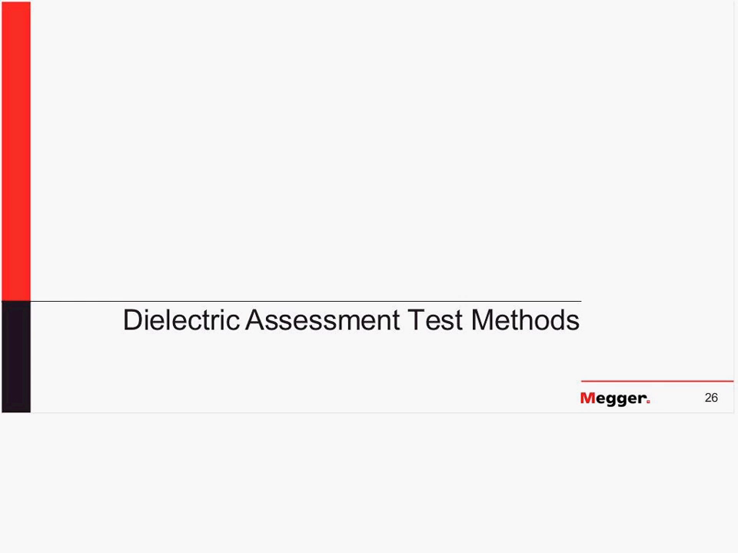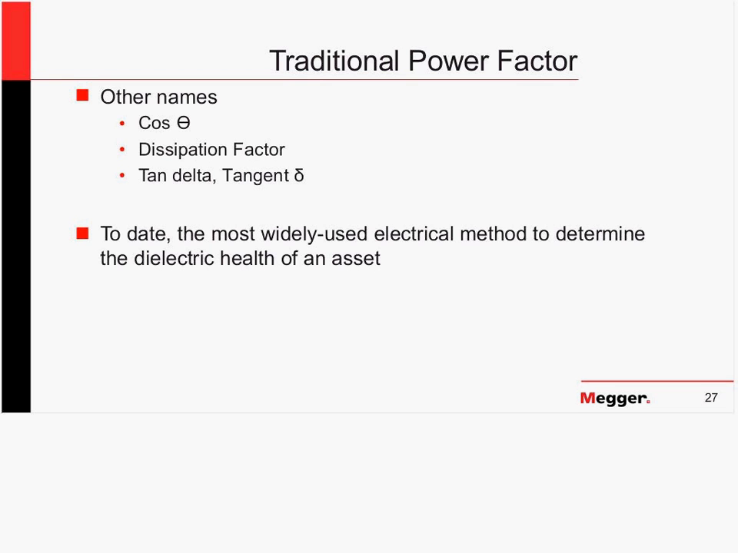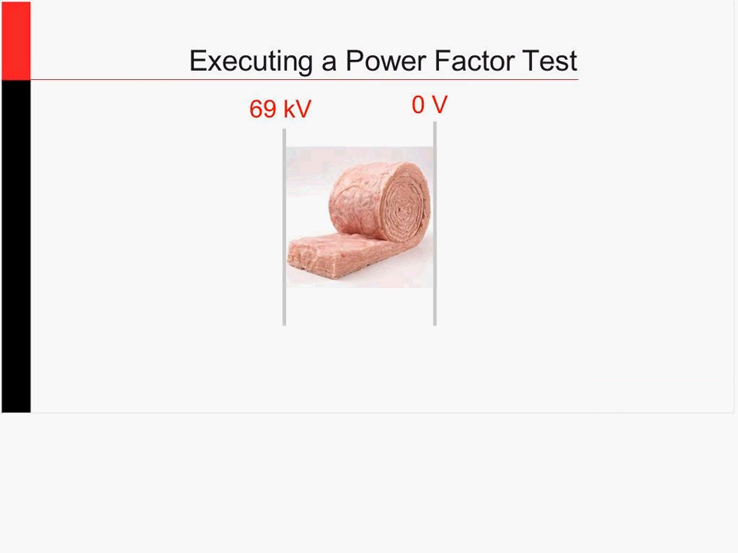So let's move on and talk about each of these dielectric assessment test methods, the three that I identified at the start. Let's talk a little bit about power factor. Other names for it are cosine theta, dissipation factor, and tan delta. There are many names, but all of these refer to essentially the same test. To date, it's probably the most widely used electrical method to determine the dielectric health of an asset. So how does this work? Say I have a transformer. I've shorted the windings to make them into capacitive plates, into electrodes.